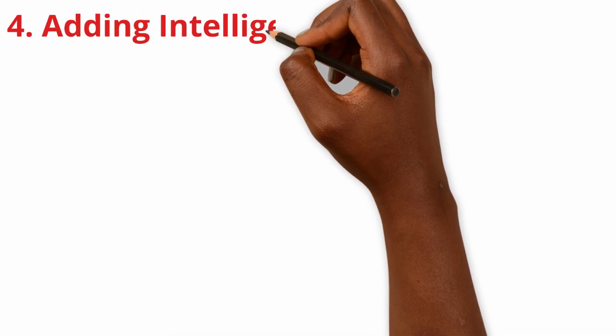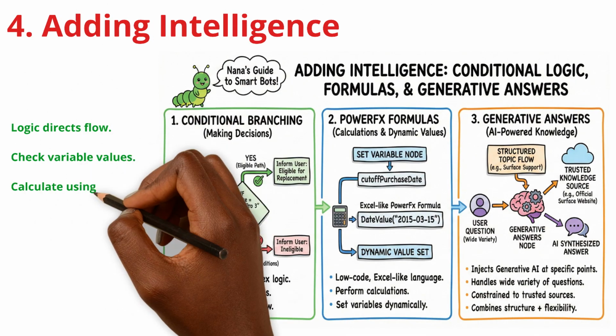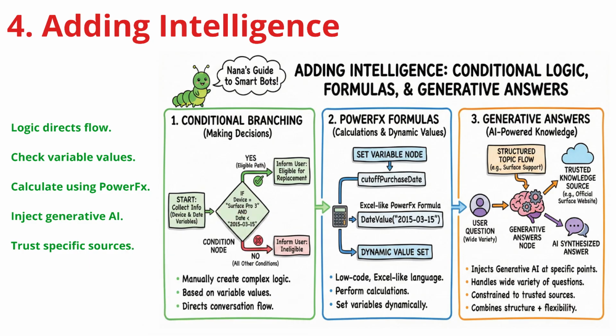Welcome to the guide to building smarter bots. While basic sequential flows are useful, real conversational power comes from adding intelligence. First, use conditional branching to make decisions. You can manually create complex logic based on variables you've collected. For example, in a recall scenario, you can set a condition node. If the device is a Surface Pro 3 and it was purchased before a specific date, then the conversation flows to the eligible path. If not, it goes to a different path.